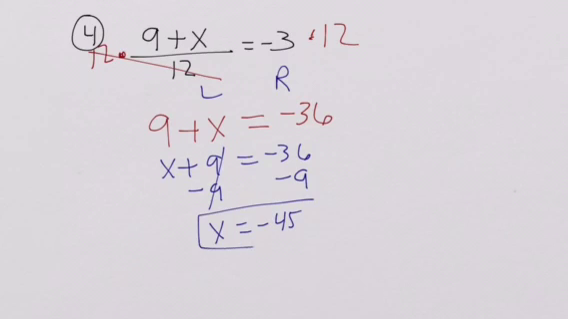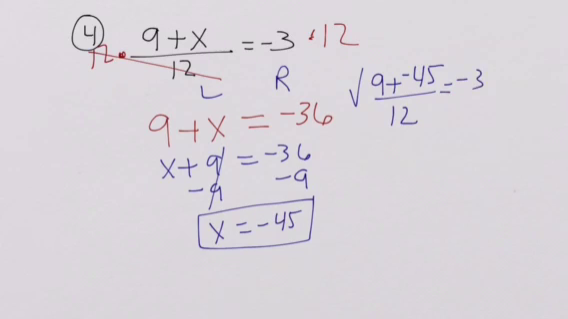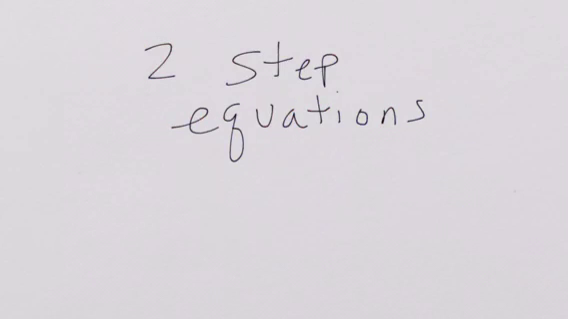So now let's see if we are correct. So we're going to check it. 9 plus negative 45 divided by 12 is equal to negative 3. So 9 plus negative 45 is going to be negative 36 divided by 12 is equal to negative 3. 12 goes into negative 36 negative 3 times. So negative 3 equals negative 3, which means our x value is correct. And now you know how to solve two-step equations.